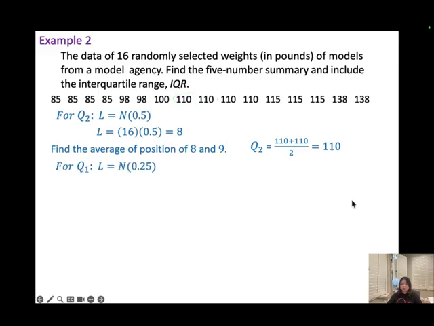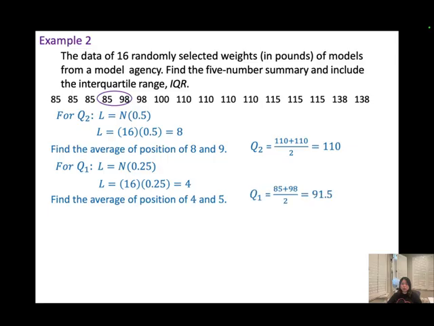Now, let's try to find the Q1. The formula for Q1 is L equal to N times 0.25. Plug it in, N equal to 16, so you should get 4 here. Again, 4 is a whole number, so we're going to count from here: 1, 2, 3, 4. We are looking for the 4th and 5th values. That will be your Q1, okay? Add them up, divided by 2.